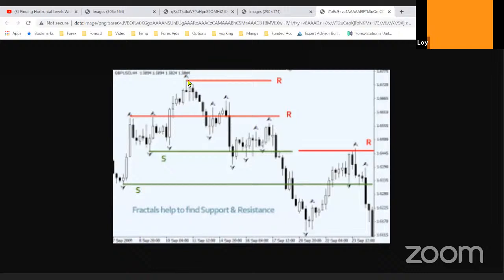You can see this symbol on the slide. This is what you have in the MT4. Go to browse down the indicators and just look for fractals. It is there.